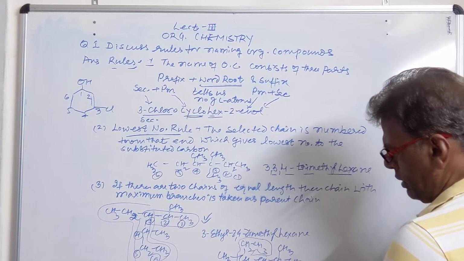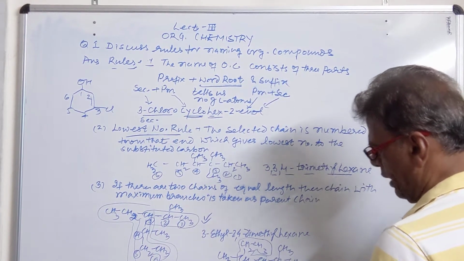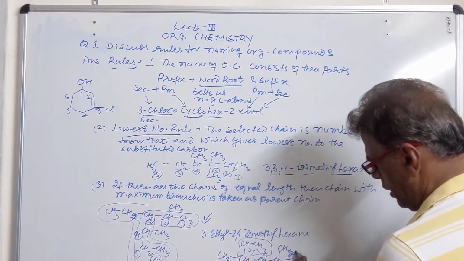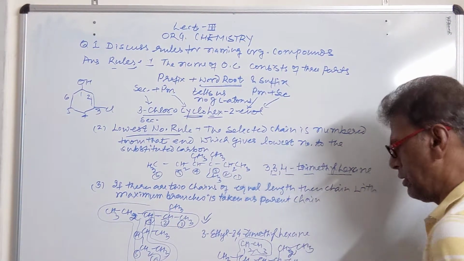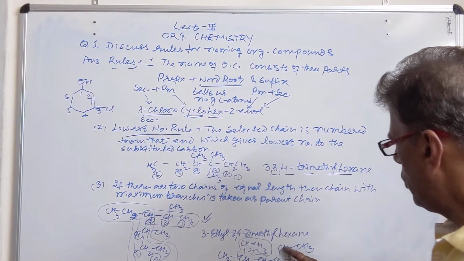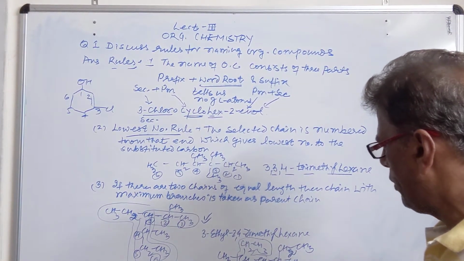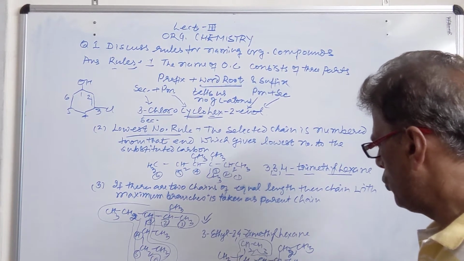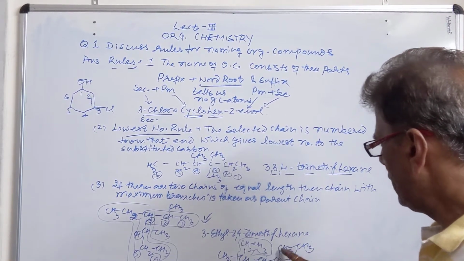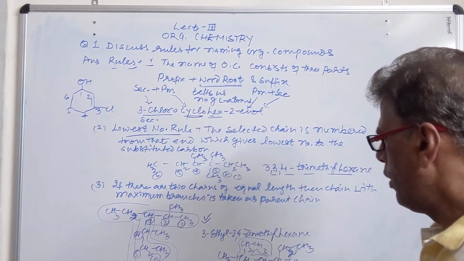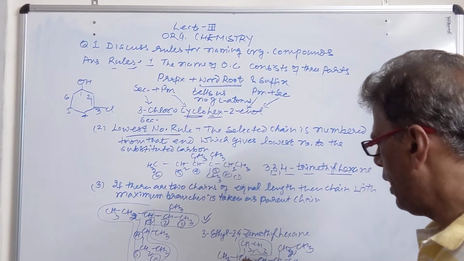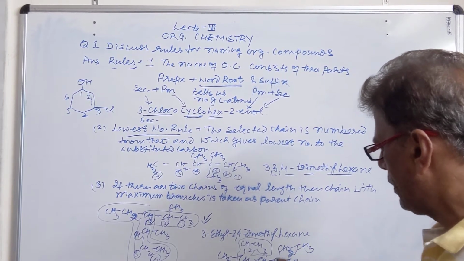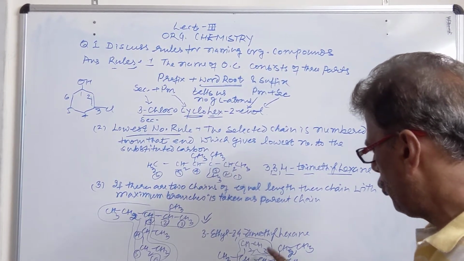If I go from this side, 1, 2, 3, 4, 5, 6, then we have the branches. You write here 7 carbon system. So now 1, 2, 3, 4, 5, 6, 7. So these are the 2 chains. If I select this chain, I will be having 1 substituent, 2 substituents. This is a complicated substituent, and then we have no substituent.